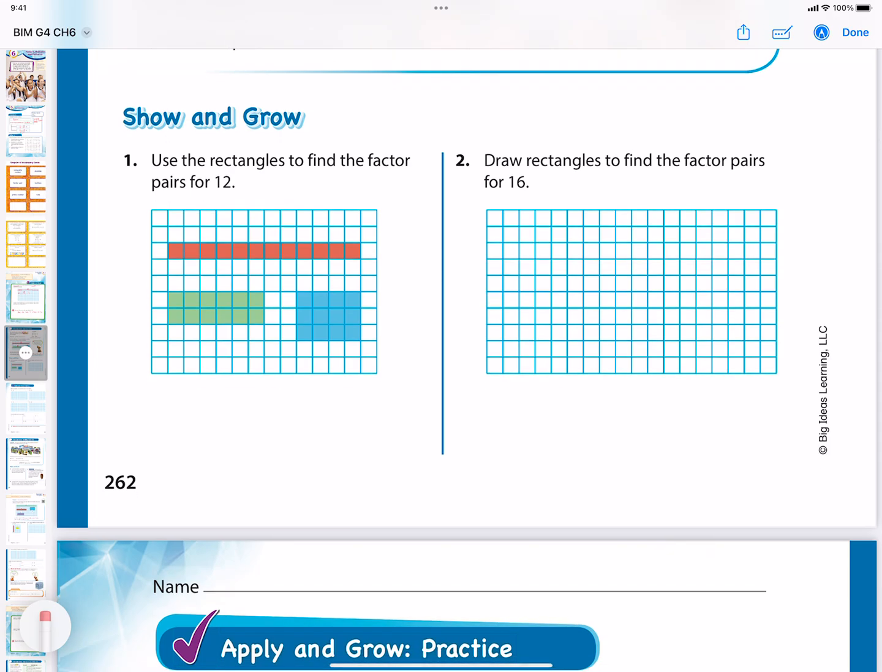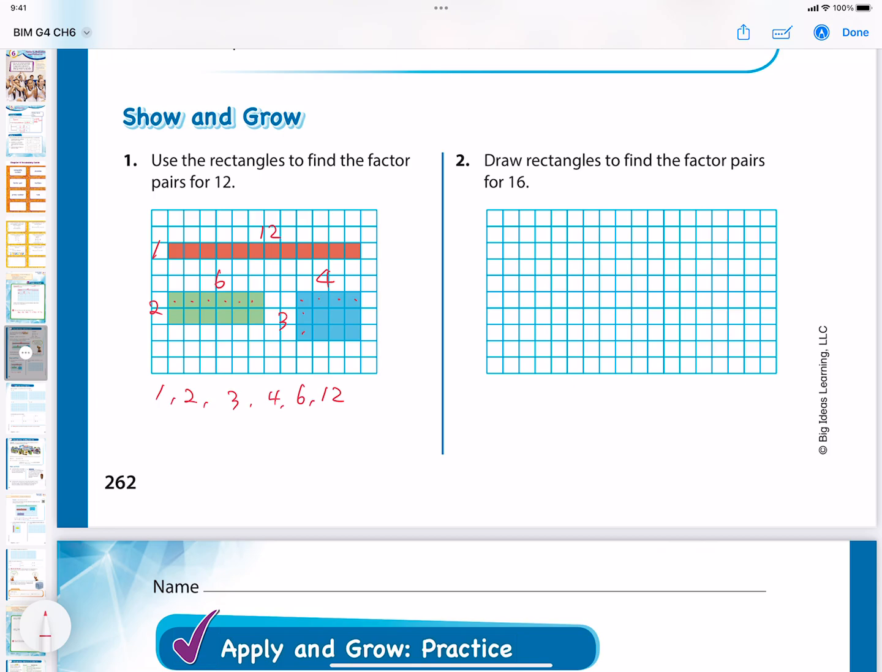Alright, now number 1, show and grow. Use the rectangles to find the factor pairs for 12. Of course, we have what? First one is 1 row of 12 columns. And 2 rows of what? 6. 1, 2, 3, 4, 5, 6. You see that? And 3 rows of 4. Okay? So you can say 1 and 12, 2 and 6, and 3 and 4.